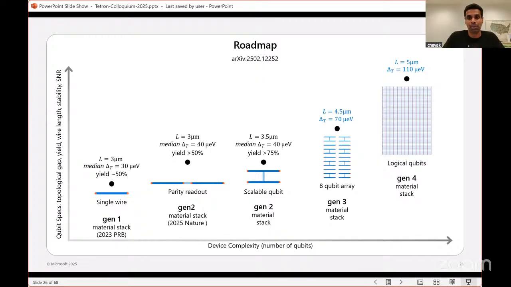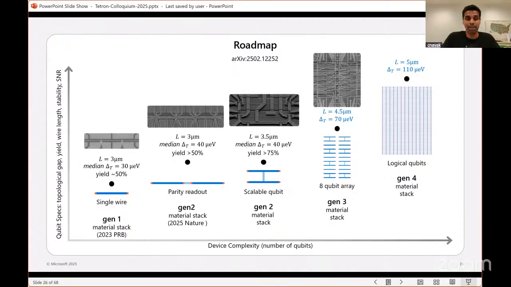So we don't plan to build a topological quantum computer with devices that have a gap of 30 microvolts. That is too small. 30, even 40 microvolts. Our next target is 70, and then ultimately over 100. And then those are devices that are going to have a lot of stability and protection against errors.